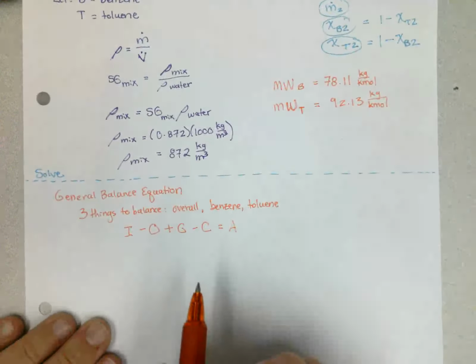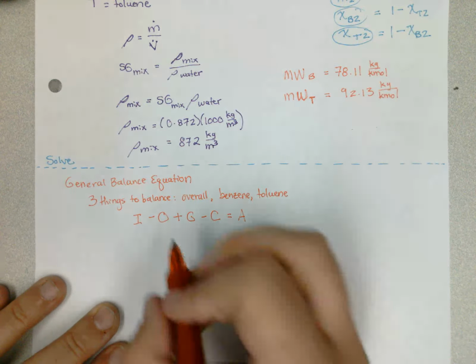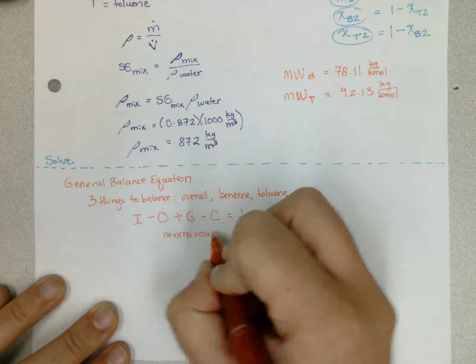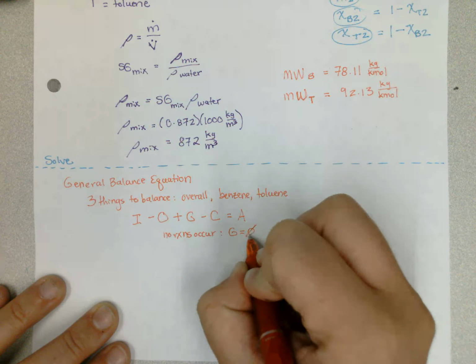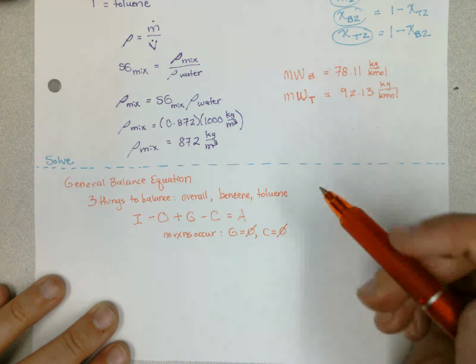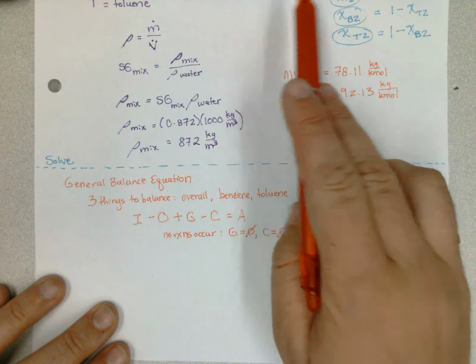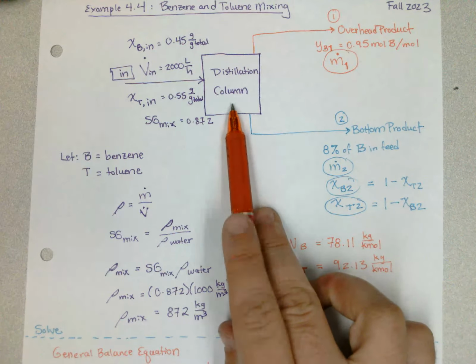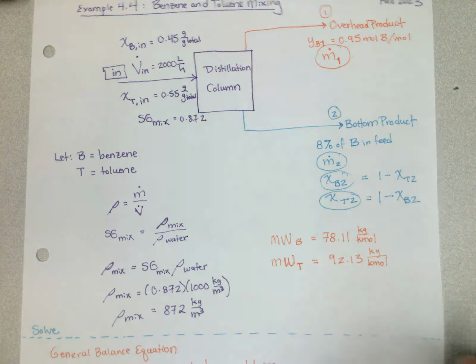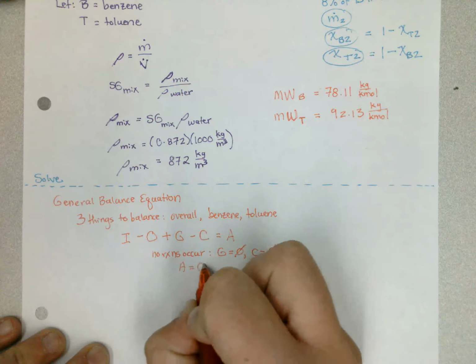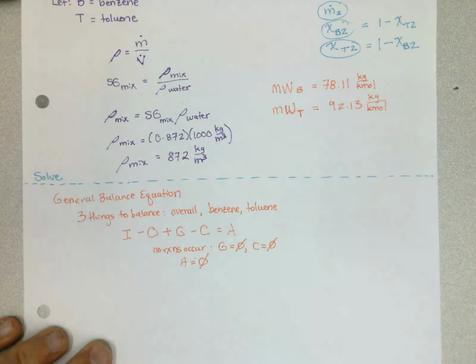So mixing problems in general are a kind of problem where we're going to have no reactions occurring. So if no reactions occur, we know generation equals 0, consumption equals 0. And based on the fact that it's a mixing problem and looking at what's going on in the system, there's not a whole lot that can accumulate in this distillation column at present. It's just a way to mix and separate streams. So we know that there's also going to be no accumulation occurring in the system.